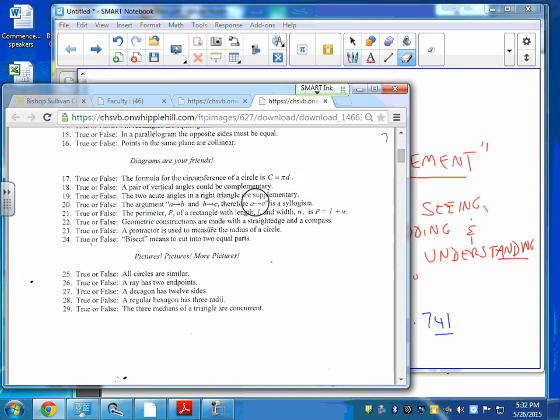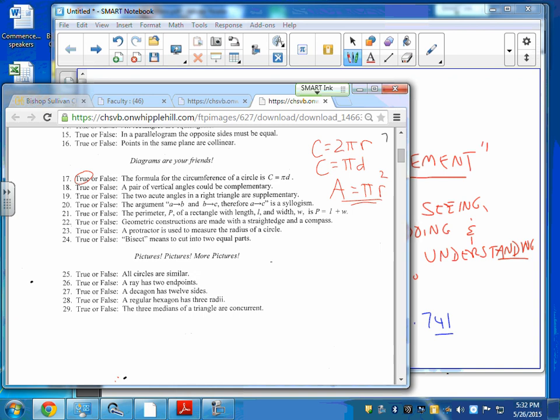Okay, formula for the circumference of a circle. So we're going to have to think circle. The circumference of a circle is 2 pi r, or another way of doing that is pi d. So this is a true statement. By the way, the area of a circle is pi r squared. So you should know that as well. This particular question, number 17, addresses circumference.